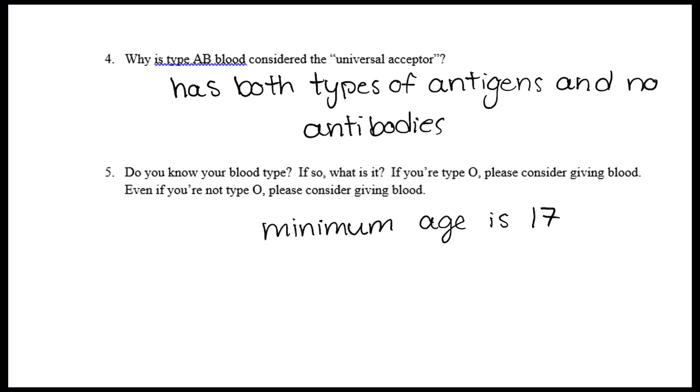Why is type AB blood considered to be the universal acceptor? So this is because it has both blood types, both antigens and no antibodies. Therefore, it can accept from A blood type, B blood type, O, as well as AB.